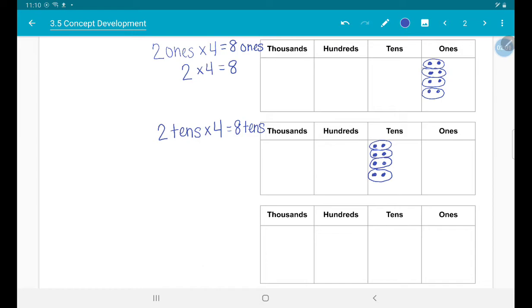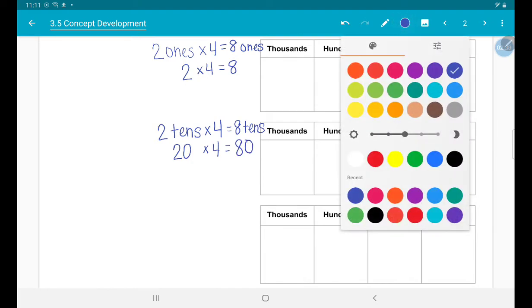We could rewrite that using numbers. 2 tens has a value of 20 times 4. So that's exactly what we have shown on our place value chart. We have 4 groups of 2 tens, which would be 20 in each group. We have 4 groups of 20, and that equals 80.